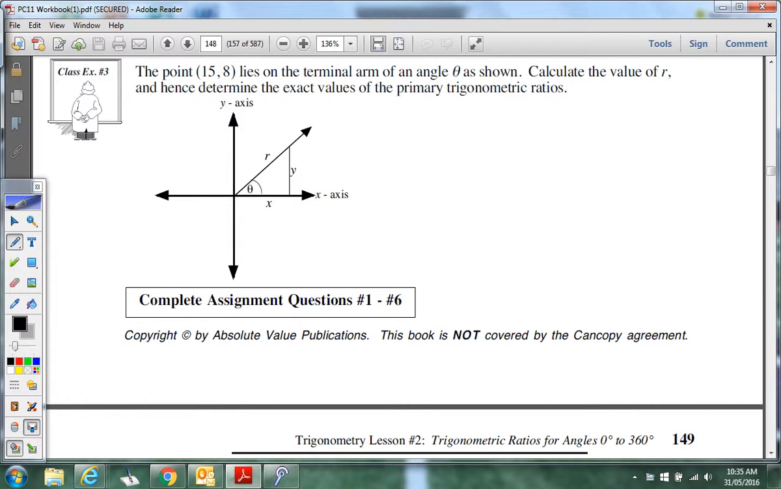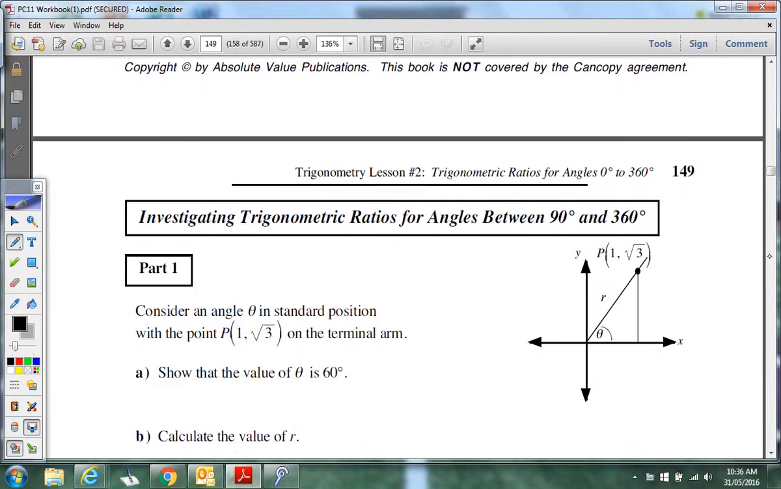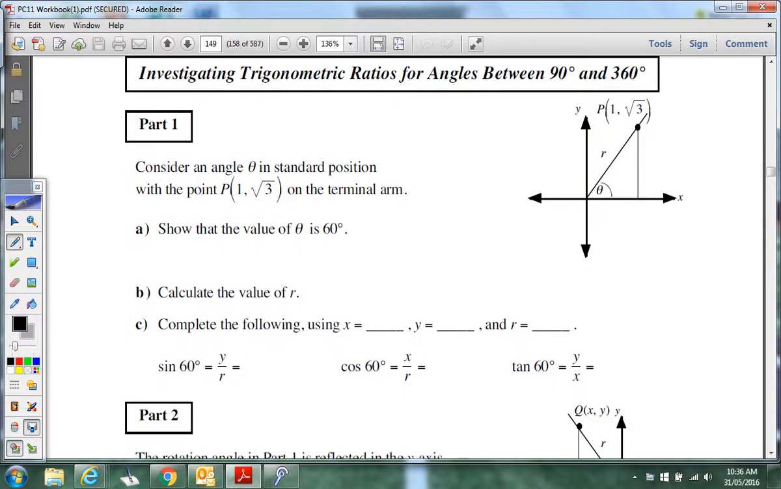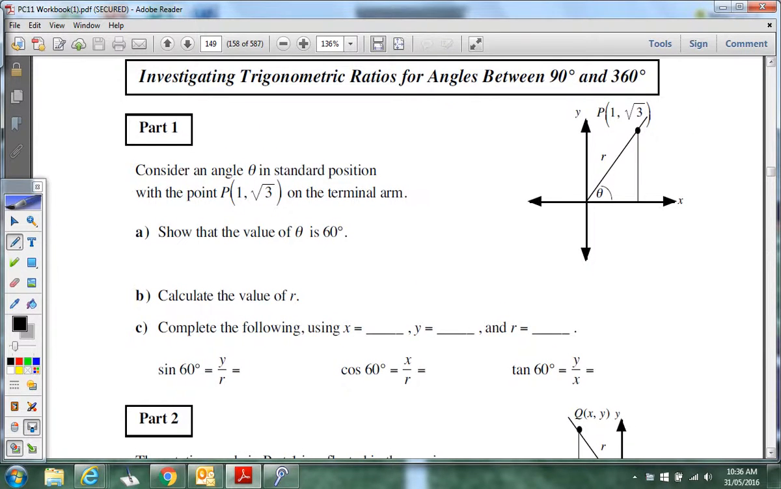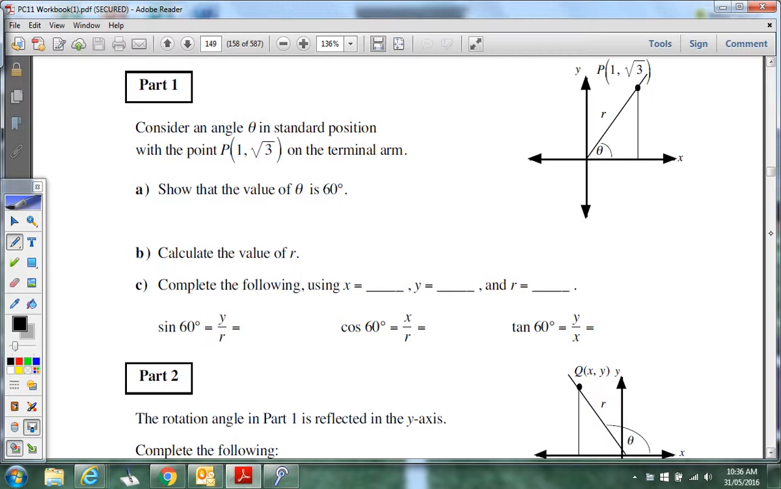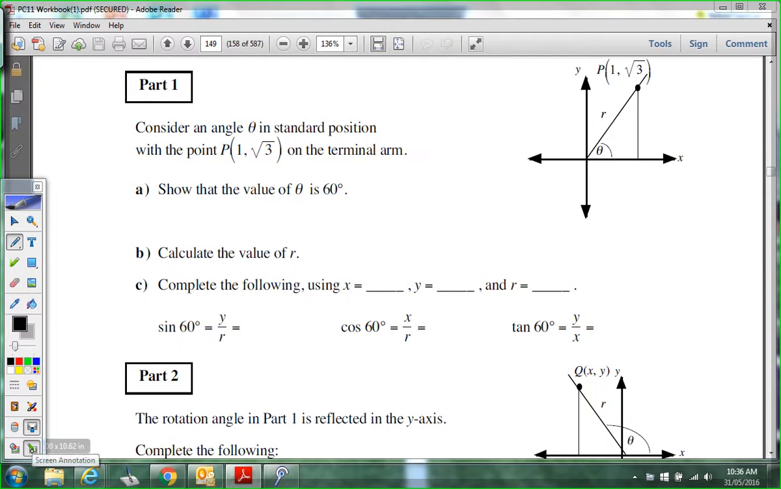All right, so then we're going to move to a little bit of investigation here. We're going to look at investigating trig ratios for angles between 90 and 360. And this is where it's really going to tie in. Remember this is going to tie into that assignment I'm going to give you tomorrow, for developing the unit circle, because it gives you the relationship. If I want you to associate sine with y, and cosine with x, then we're going to think of those as coordinates.